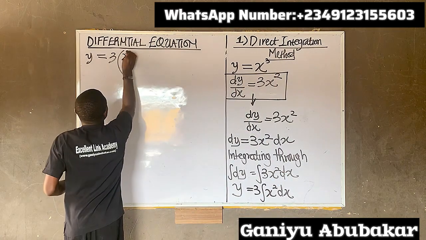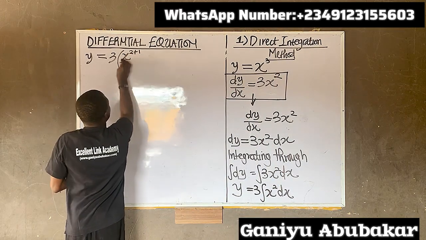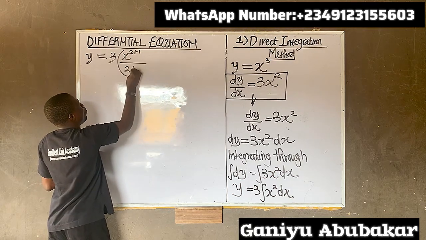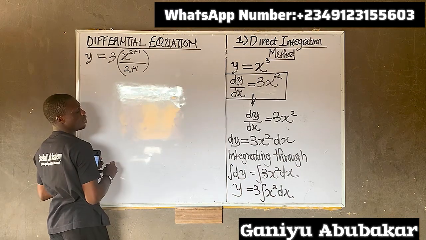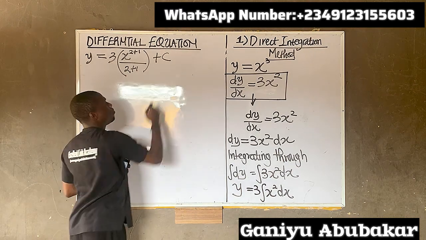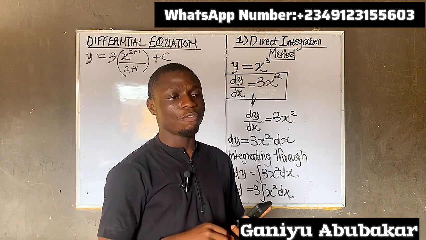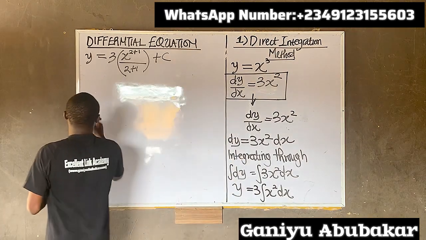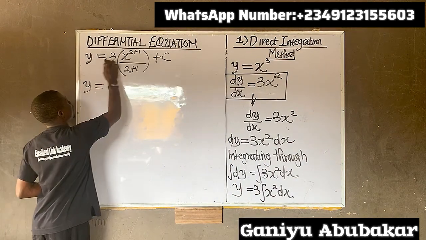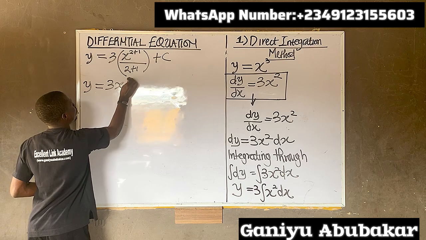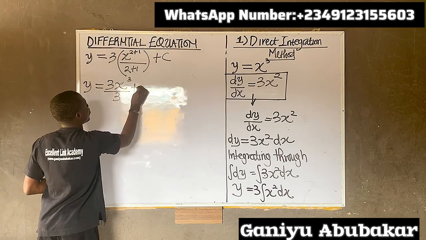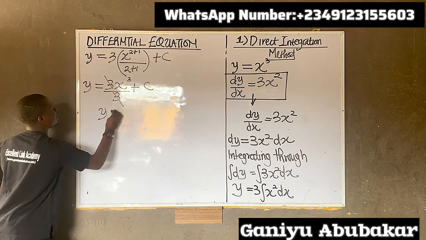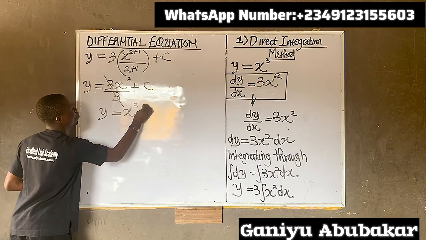That gives you s squared, add 1 to the power, all over whatever you're adding in the power, this is 2 plus 1. That's all. Then add what? Plus c. Plus c is called the constant of integration. This gives you y is equal to 3s cubed over 3 plus c. Three cancels 3. I have that y is equal to s cubed plus c.